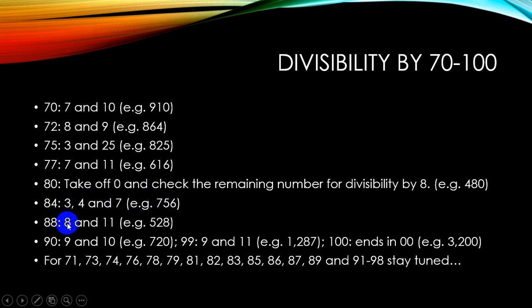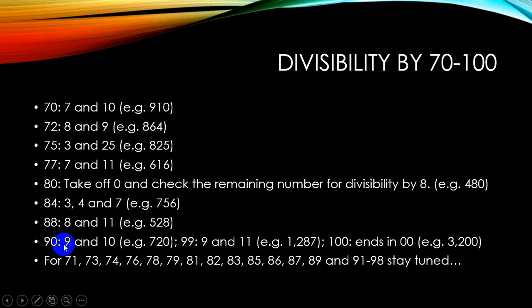For 88, you look for 8 and 11. So 528. Now, the 28 is divisible by 4, but not by 8. However, this is odd, so that actually makes it divisible by 8. And then 11, 52 minus 8 gives you 44, which is a multiple of 11.